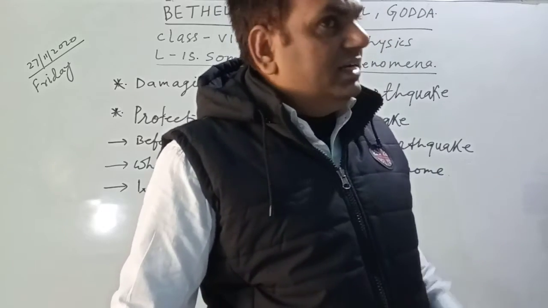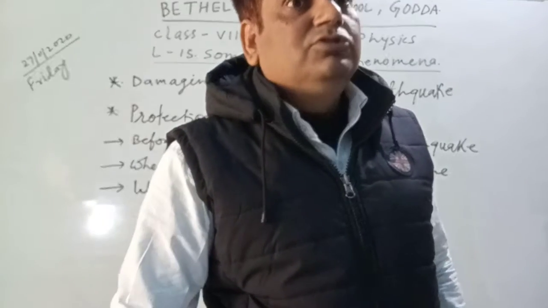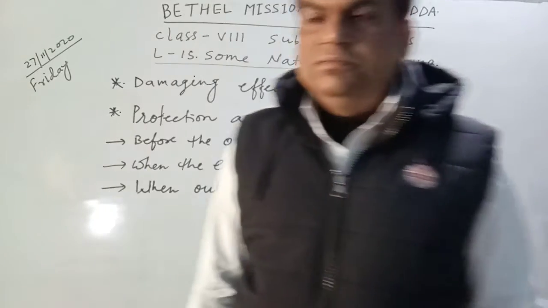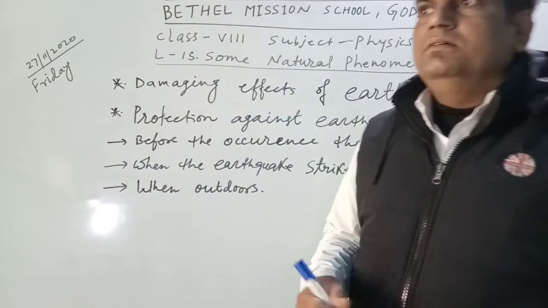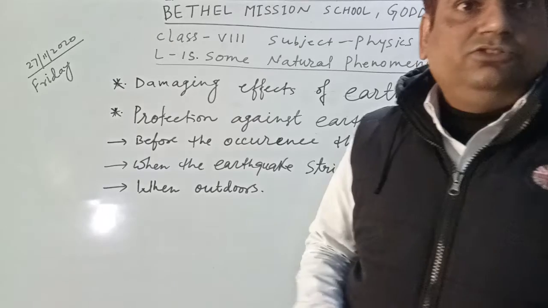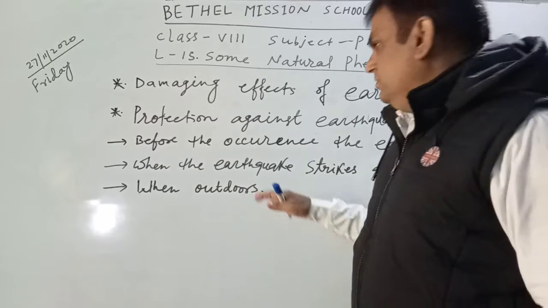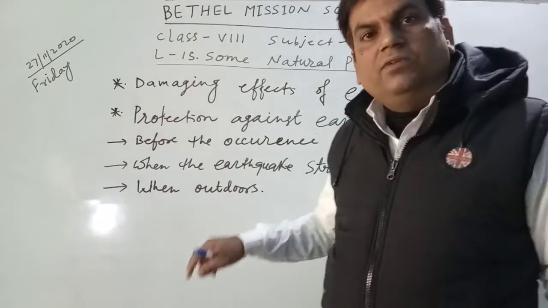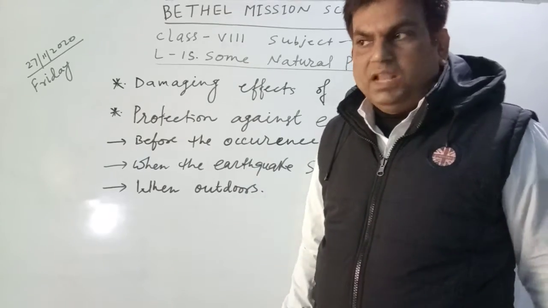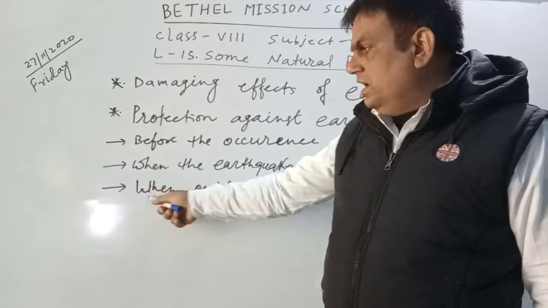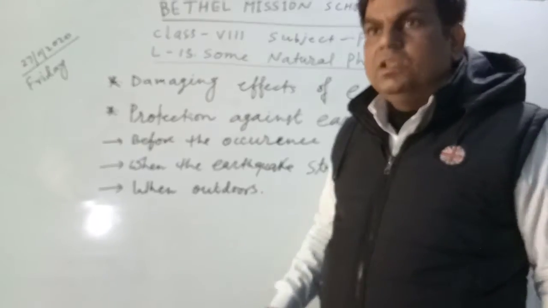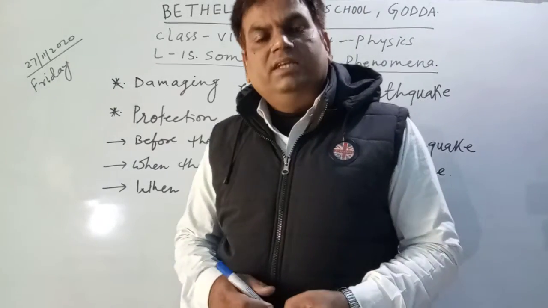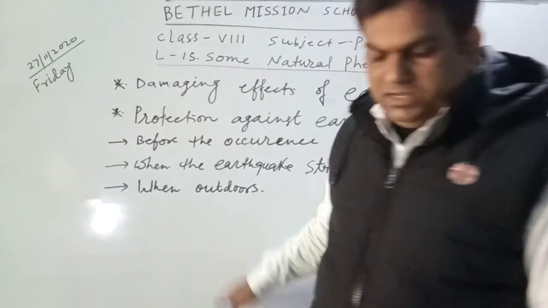We should stand near the corner. We should cover our head with a pillow. We should not stand near a statue. So these are the kinds of precautions we should take against an earthquake when we are at home. Then, when we are outside or outdoors, which kinds of protection should we take?